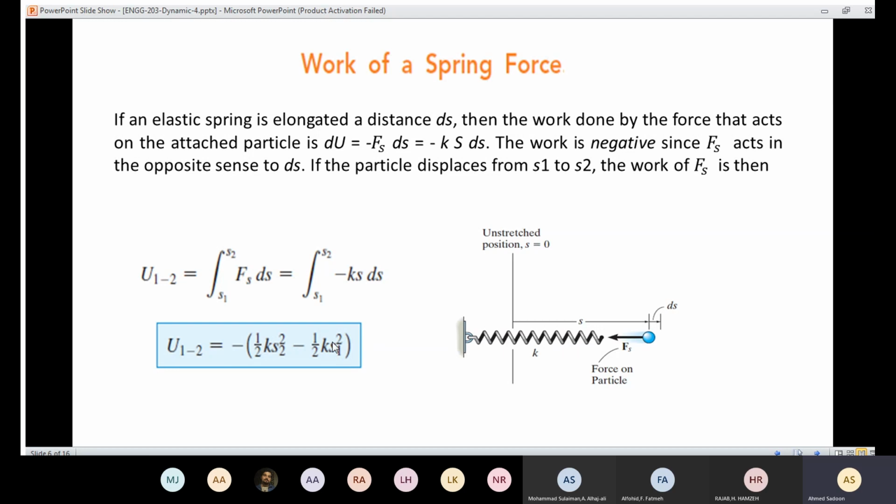You have to remember that the value of s is going to be measured from the unstretched position. Unstretched position means the original length of the spring. So s is going to be measured from here, not from there. It's a common mistake that students determine the value of s from here, and this is a mistake. You need to determine the value of s from the unstretched length. So here is my reference, not here.